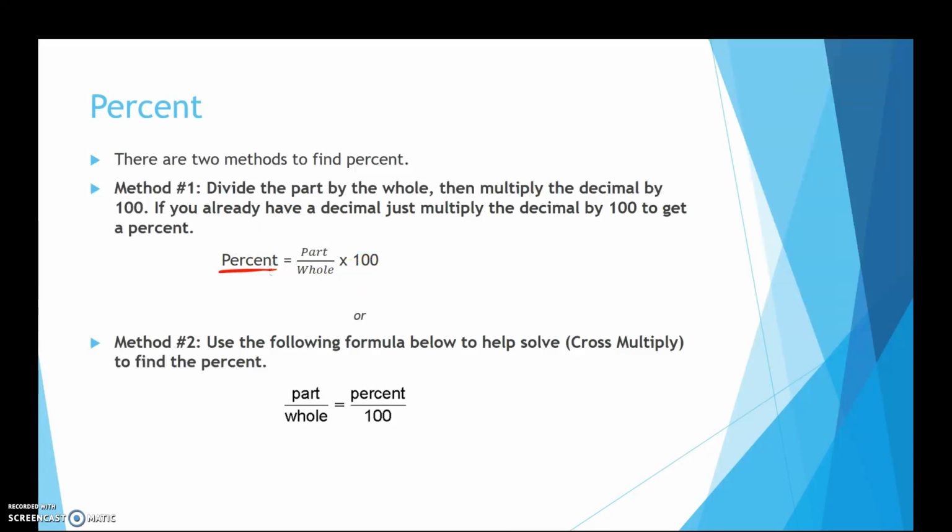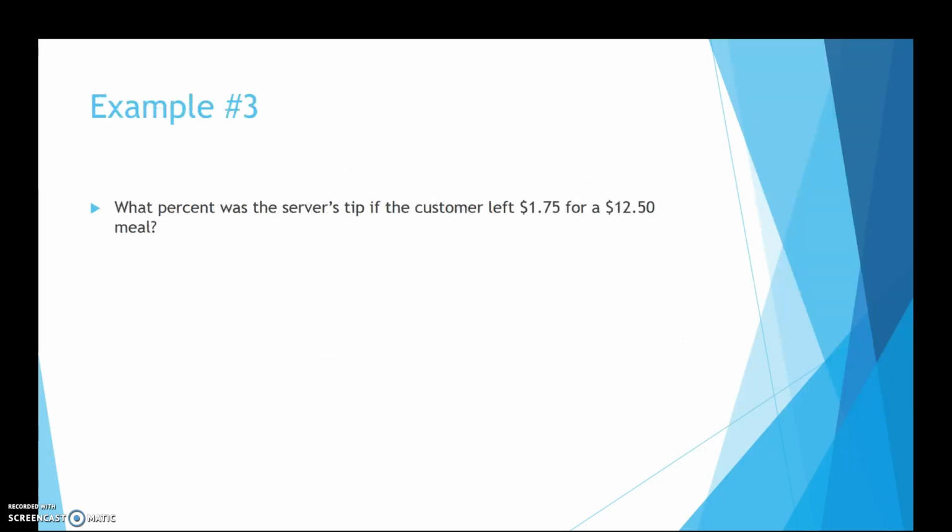Or there's another method where you take part over whole equals percent over 100, and then you can use the cross multiply method that I used in the previous slide to find the percent as well. So let's practice a percent question here. A lot of times part over whole is the way to go, and then multiplying it by 100 is going to give you your percent, and that's the method I mostly like to use.